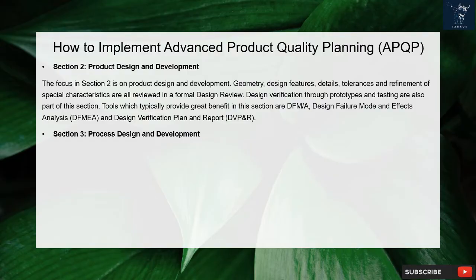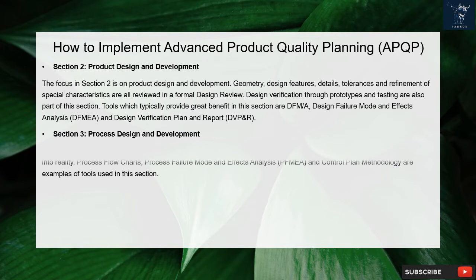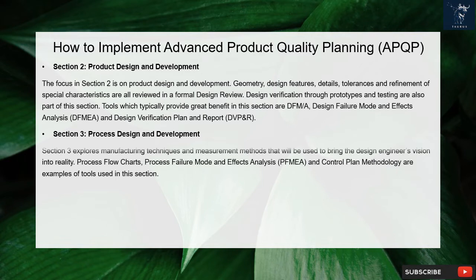Section 2, Product Design and Development. The focus in Section 2 is on product design and development. Geometry, design features, details, tolerances and refinement of special characteristics are all reviewed in a formal design review. Design verification through prototypes and testing are also part of this section. Tools which typically provide great benefit in this section are DFM, Design Failure Mode and Effects Analysis, DFMEA, and Design Verification Plan and Report, DVP and R.